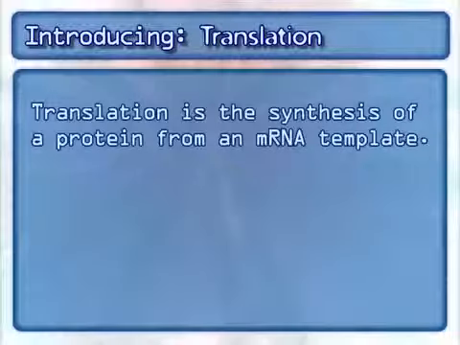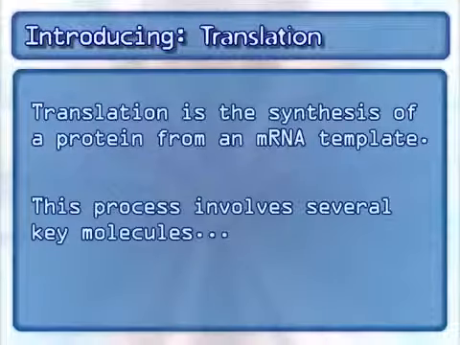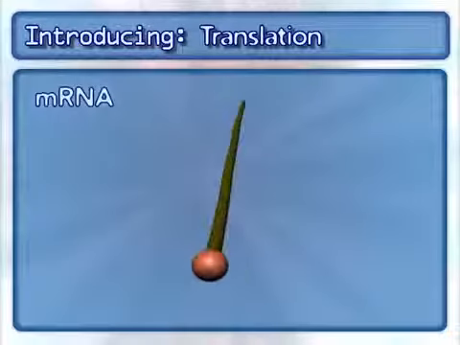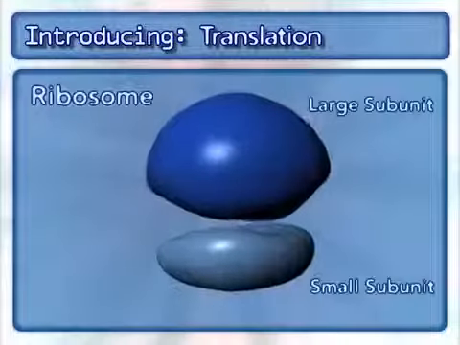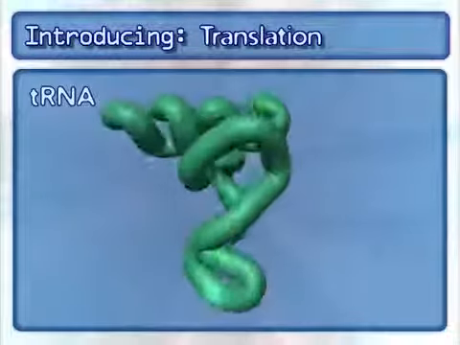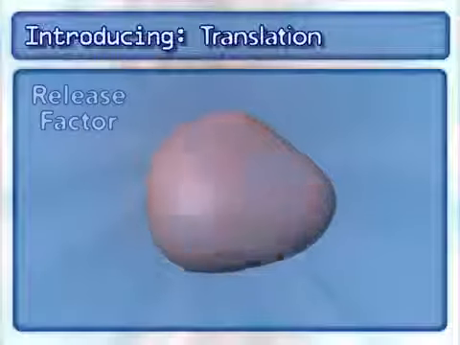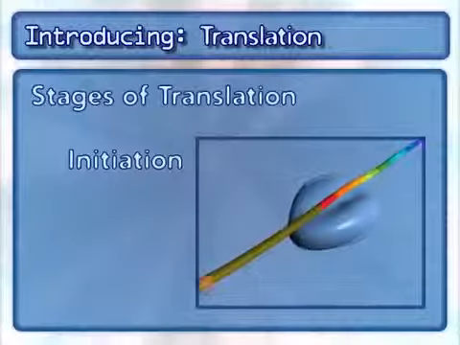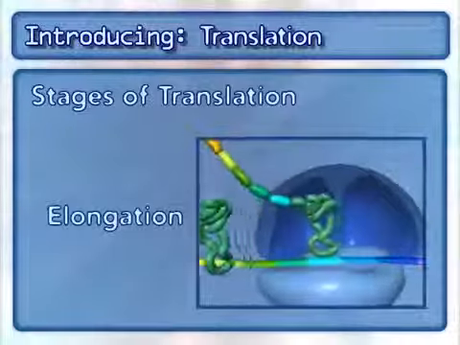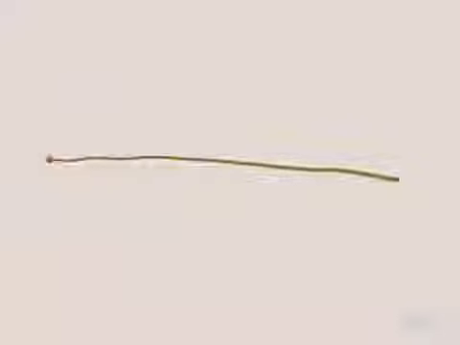Translation is the synthesis of a protein from an mRNA template. This process involves several key molecules, including mRNA, the small and large subunits of the ribosome, tRNA, and finally, the release factor. The process is broken into 3 stages: initiation, elongation, and termination. Let's see the process in action.